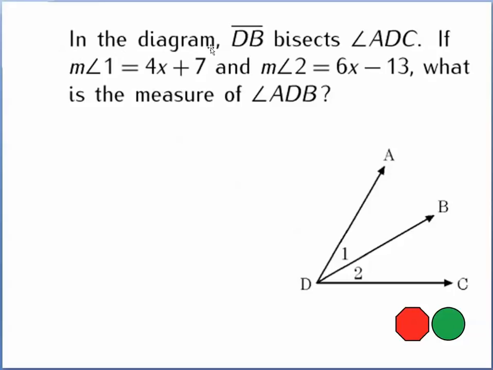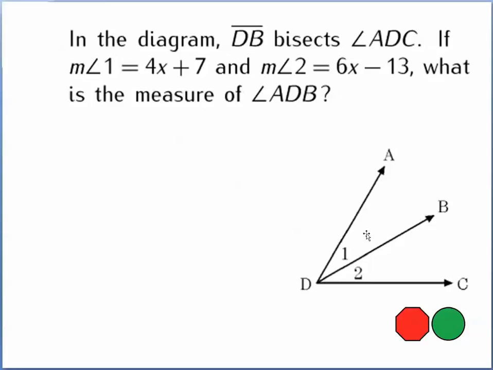Well, it says in the diagram, line segment DB, that would be line segment DB right here, bisects angle ADC. Now we know D is the vertex because it's in the middle of these three letters, ADC. It says this is our bisector. Bisecting means to cut it in half. If the measure of angle 1, this angle right here, is equal to 4x plus 7, and the measure of angle 2 is equal to 6x minus 13, what is the measure of ABD? In other words, what is the measure of this angle right here, angle 1?